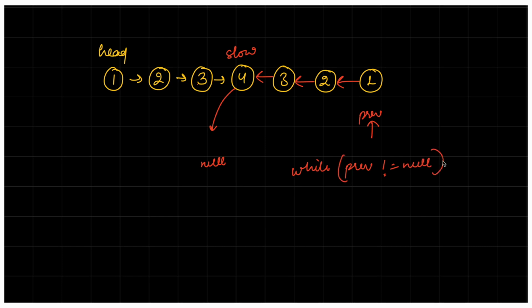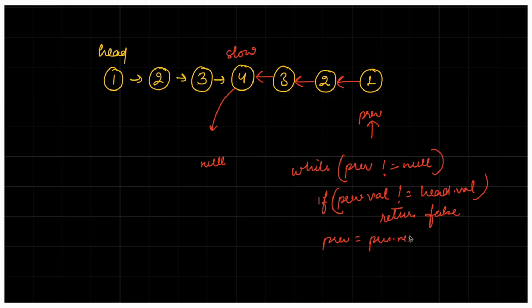While previous is not equal to null, if previous.val is not equal to head.val, at any point in time, you can straight away return false. Otherwise, make previous equal to previous.next and head equal to head.next. This is what we have to do.